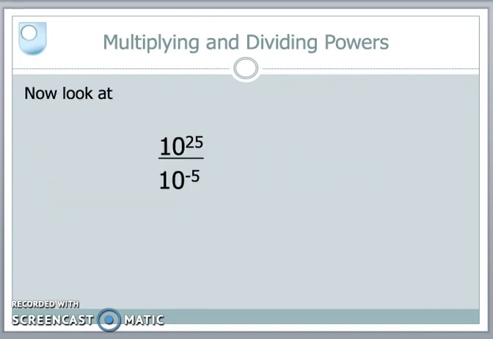Okay, let's have a look at another calculation. Here I've got 10 to the 25 divided by 10 to the minus 5. And if we think about 10 to the minus 5, it's a very, very small number. It's a fractional number. And here I'm dividing a big number by a fractional number.